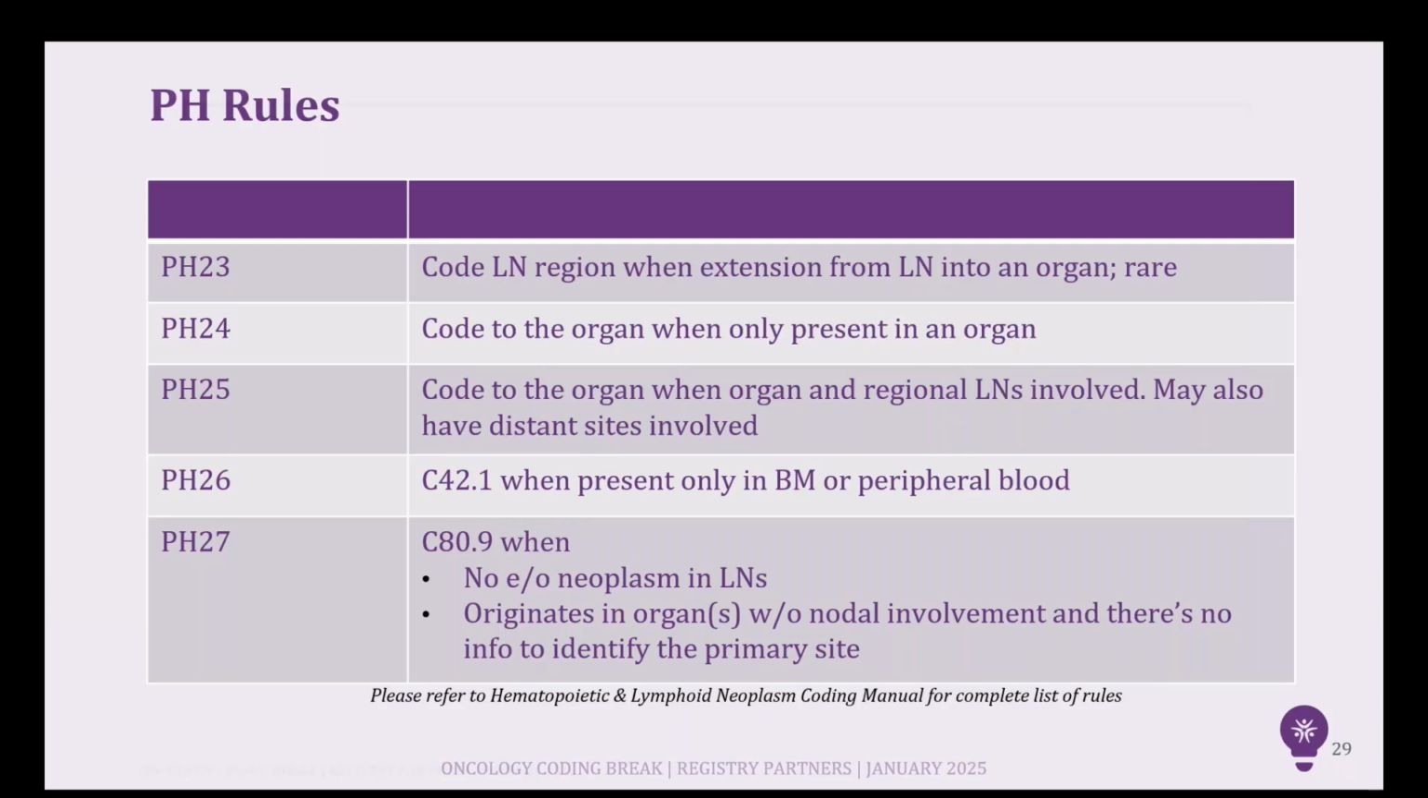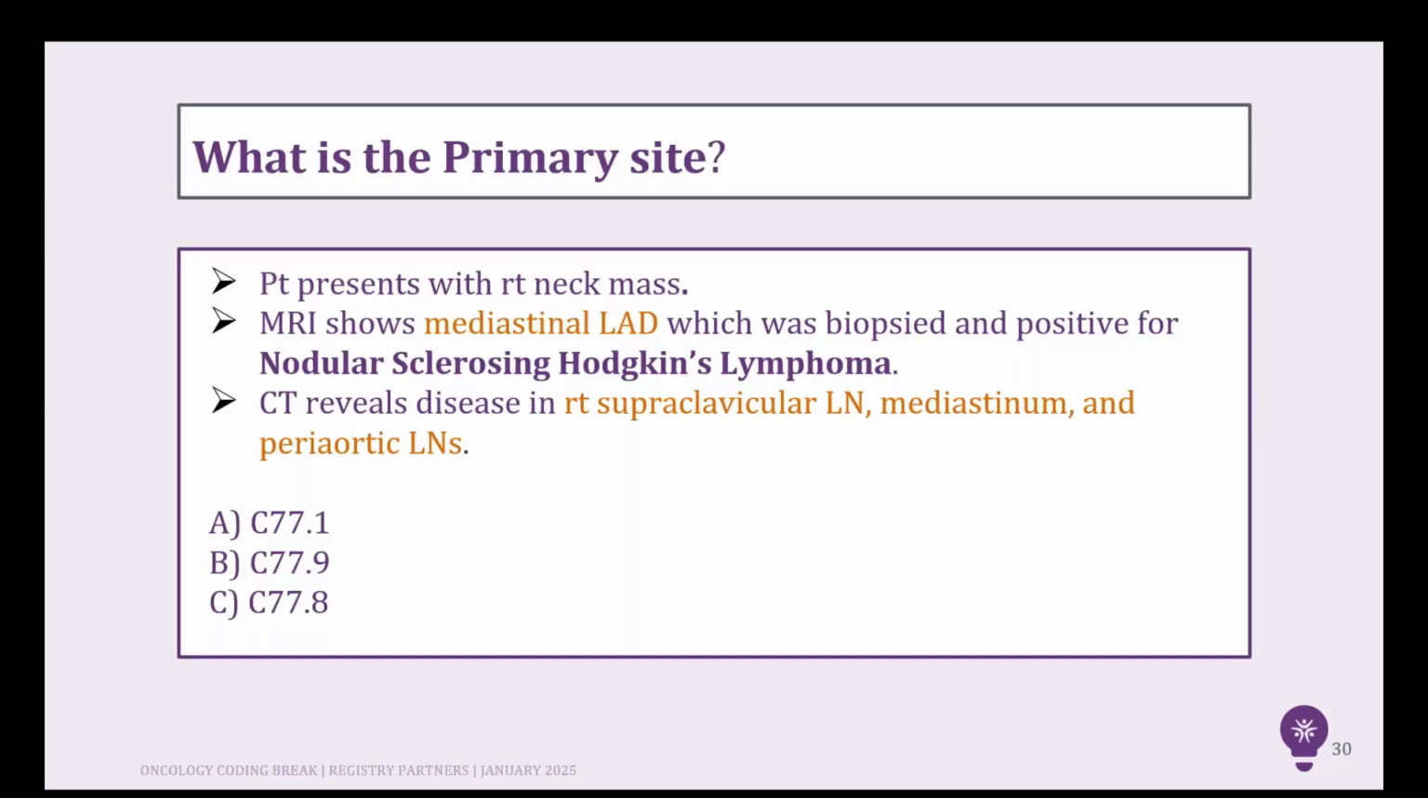So this patient presents with a right neck mass. Imaging shows mediastinal lymphadenopathy, which is biopsied and positive for nodular sclerosing Hodgkin's lymphoma. Further imaging reveals the right supraclavicular lymph node, mediastinal lymph nodes, and periaortic lymph nodes are all involved. So how are we going to code this primary site?